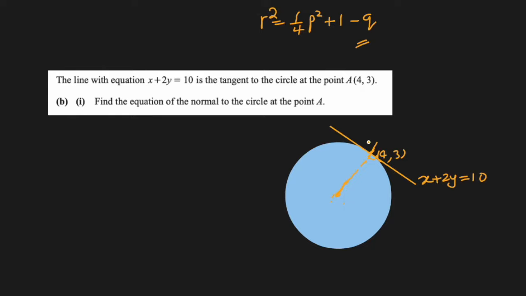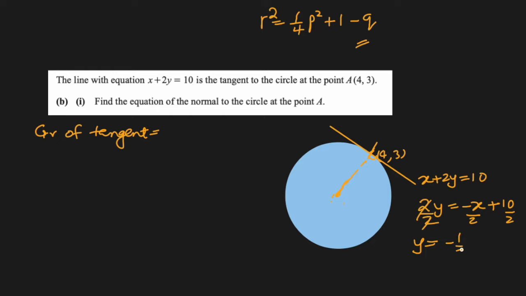All right, find the equation of the normal. So first let's find the gradient of this particular tangent. Then we'll be able to find the equation of the normal. So what is the gradient of the tangent? We can convert this to y equal to mx plus c. So 2y equal to minus x plus 10, right? Now if I divide it by 2, it becomes y equals minus half x plus 5. So minus half becomes the gradient of the tangent in this case. So the gradient of the normal is the negative reciprocal of the gradient of the tangent, which is 2, right?